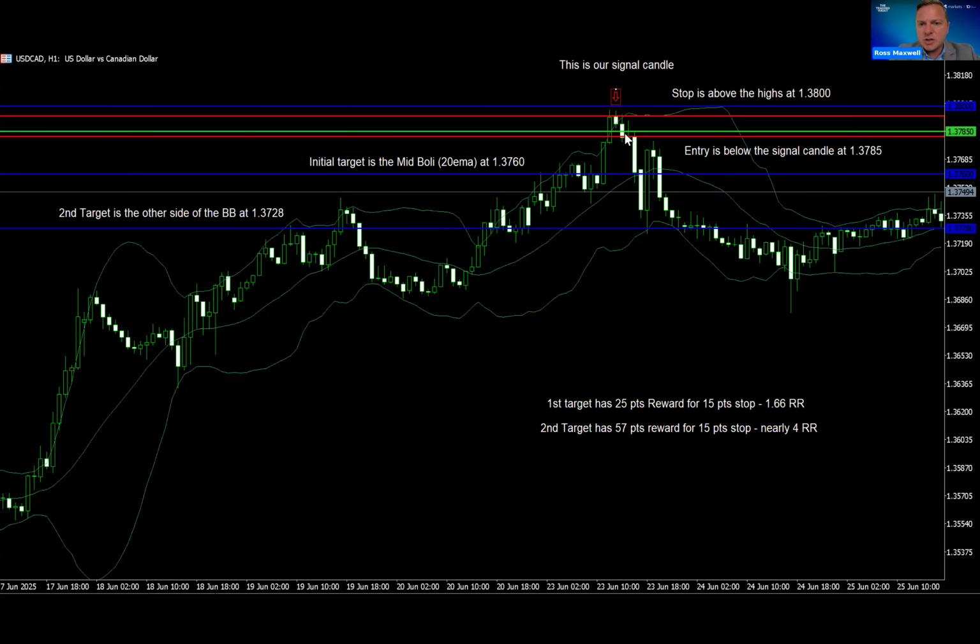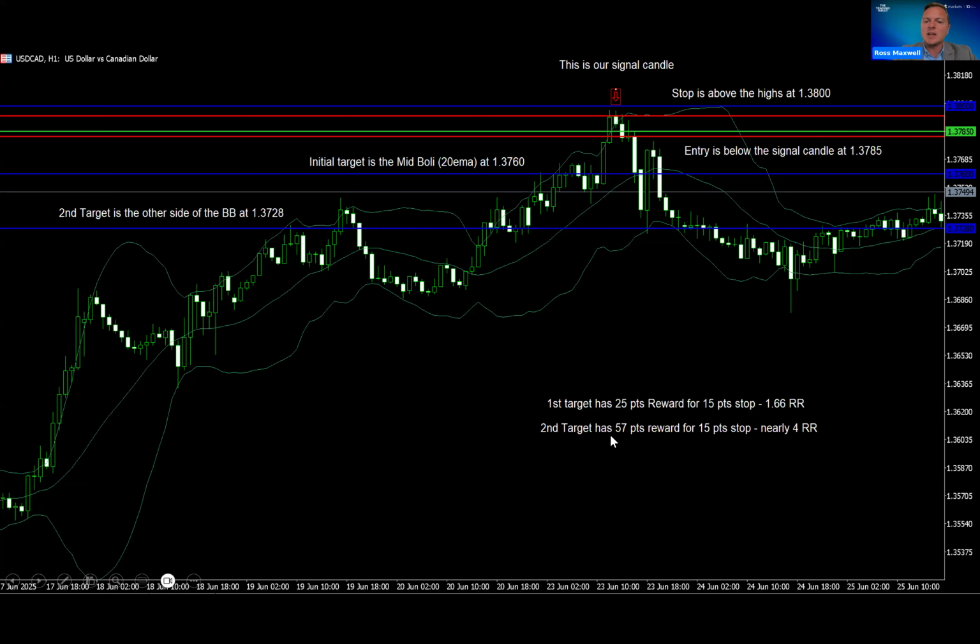Okay. Now our first target is back towards this mid Bollinger Band, which is this middle line here, which is again effectively the same as a 20 moving average. You can use a 20 moving average if you wish, but the mid Bollinger Band is about the same. This is at 137.60. So we've booked 25 pips of profit there before it moves down back to the next edge of the Bollinger Band, the lower Bollinger Band, which is at 137.28. So our first target has 25 points reward for 15 points of risk. So we've got a 1.66 risk to reward on that first part of our trade.